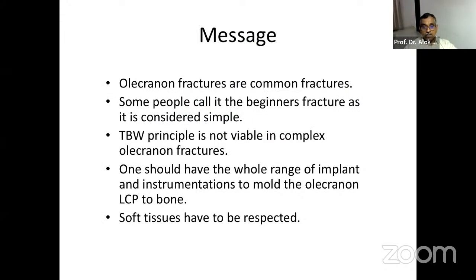So my message for this lecture is that olecranon fractures are common fractures. Some people call it a beginner's fracture, as it is considered simple, and usually it is the first year residents who operate it. Even in complex fractures, most of the people who have mastered it go for indirect reduction principles and tension band wiring. But then, if you want to start early motion, or there is a fracture dislocation, one should have the whole range of implants and instrumentation to mold the olecranon LCP to the bone. We should respect the soft tissues always. Thank you.